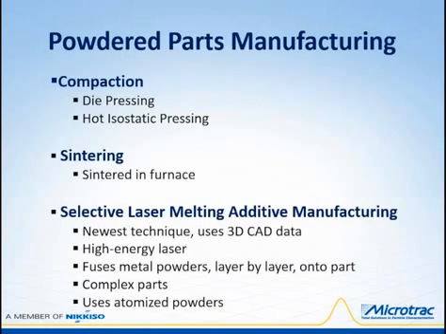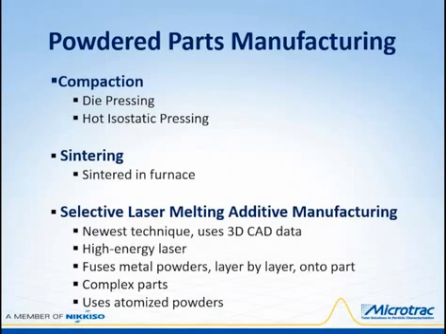In powdered metal parts manufacturing, compaction includes die pressing and is used to form parts in a mold under high pressure. In hot isostatic pressing, compaction and sintering at high temperature take place simultaneously. In the sintering process, sintering only takes place in a furnace after cold compaction.